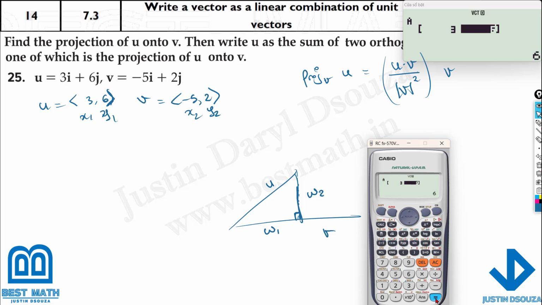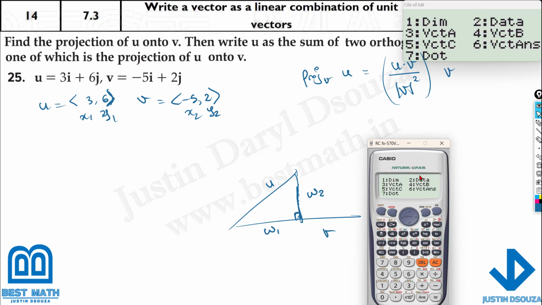Press equal to once you type the numbers. Press AC, don't go back to mode anymore. Press shift 5. You can either choose dimensions or data. Data is to know what is the vector, but it also can fill in new matrices, vectors. But the best one would be go to option 1 to put in new vectors.